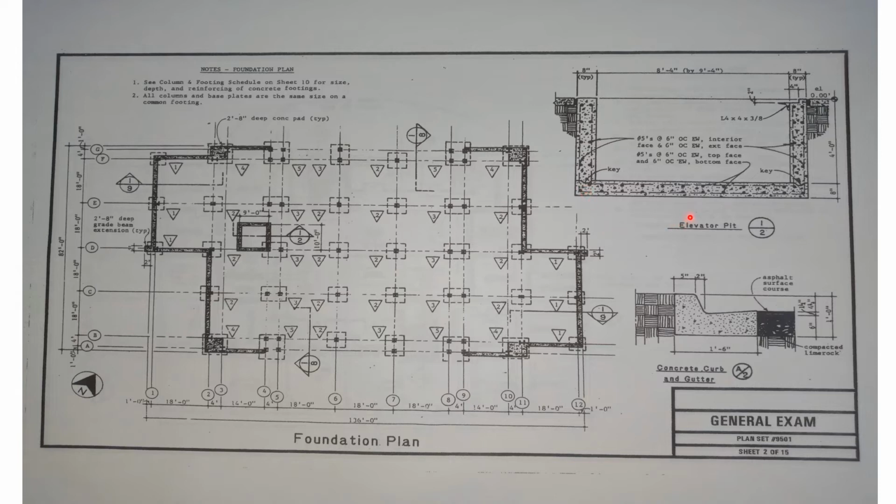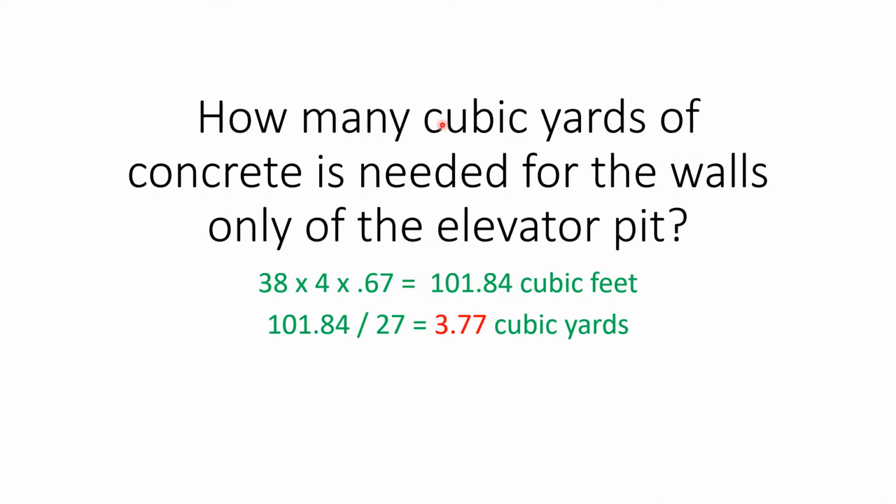All right, so we're going to go on to do the explanation again. How many cubic yards of concrete is needed for the walls only of the elevator pit? So we have the 38. That's how long our wall is. It's 38 feet. How tall is our wall? Well, it's 4 feet. Length times height times thickness. It is 8 inches. 8 divided by 12 is 0.6666.